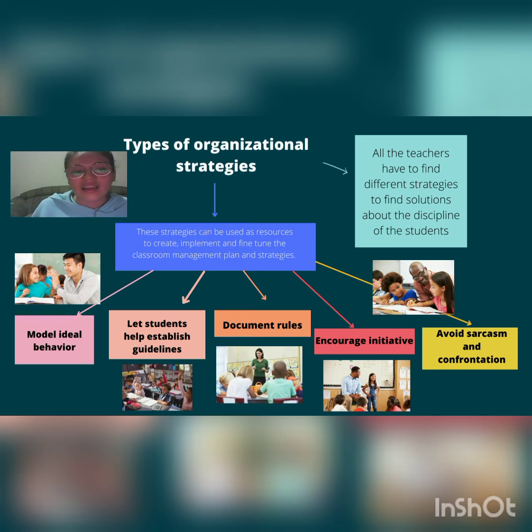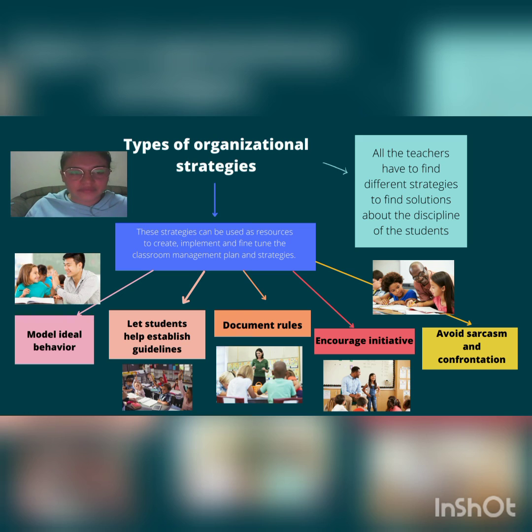The second one is let the students help establish guidelines. Encourage all the students to help you build classroom expectations and rules, as you'll generate more buy-in than just telling them what they are not allowed to do. The third one is document rules. Similar to handing out a syllabus, print and distribute the list of rules that the class discussion generated. The rules should be positive, should have appropriate language, and should be consistent.